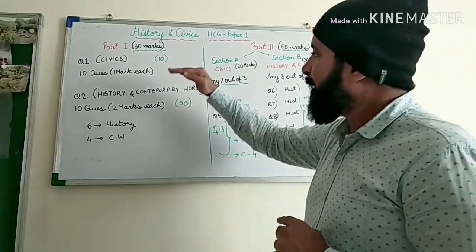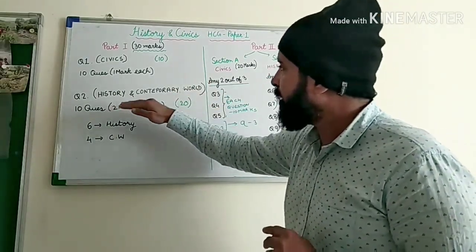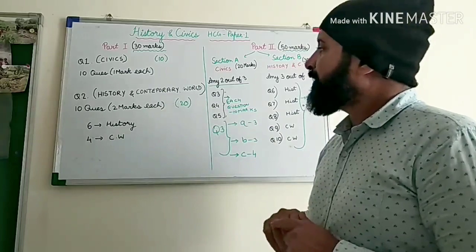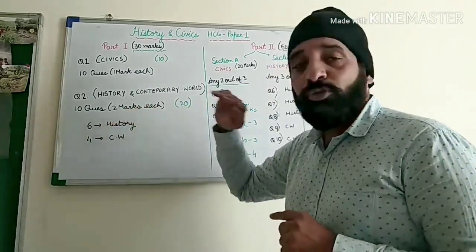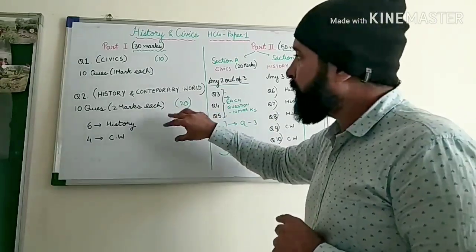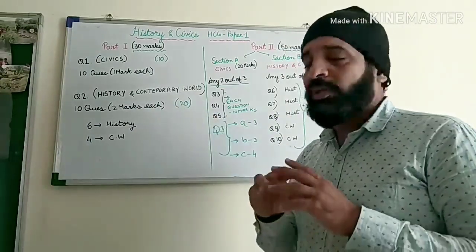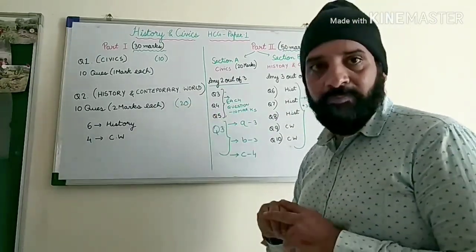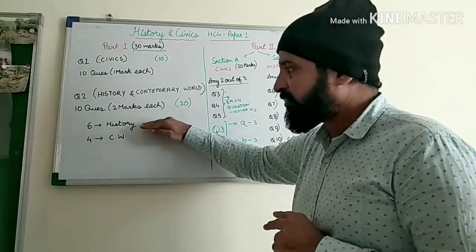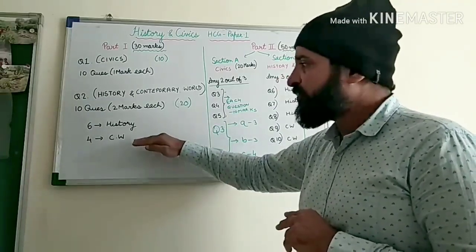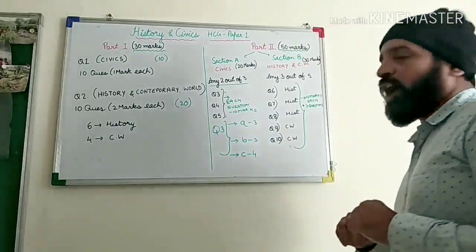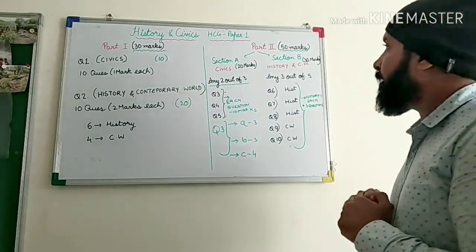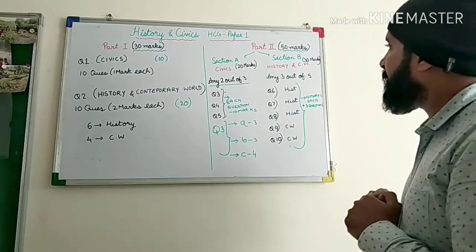Question number 2 in part 1 is for history and contemporary world. This will be 10 questions for 2 marks each. So this question number 2 will be totally of 20 marks. 6 questions will be from the history section and 4 questions will be from contemporary world. Hope you get it. Now we go to part 2 of this history and civics paper.